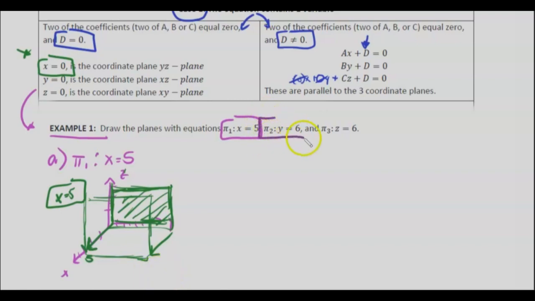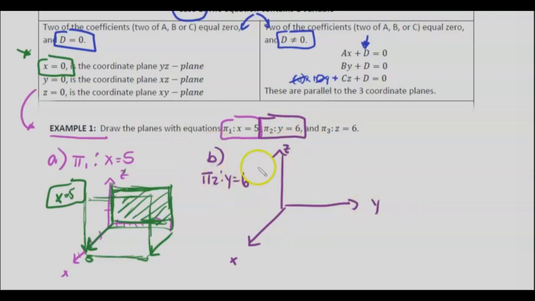Okay, the second plane. So plane 2, y equals 6. Okay, so I'm going to go ahead and draw the positive x, y, and z axis. Okay, this is going to be B, so plane 2 is y equals 6. So this is going to be very similar to this explanation here. Instead of y equals 0, we have y equals 6. So instead of being the xz plane, so the xz plane would be here, right? What would happen is we're going to do something parallel to the xz plane, and we're going to go in the y direction 6 units. So say 1, 2, 3, 4, 5, 6, say 6 is here.